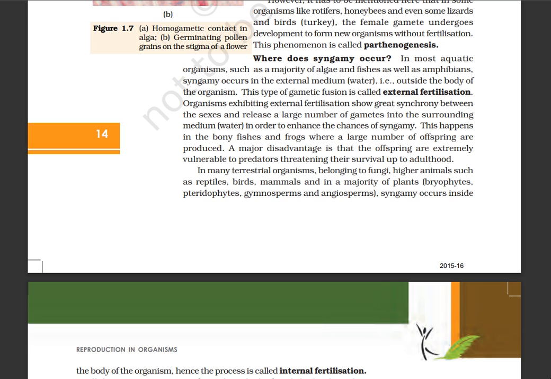Organisms exhibiting external fertilization show great synchrony between the sexes and release a large number of gametes into the surrounding medium, water, in order to enhance the chances of syngamy. This happens in the bony fishes and frogs where a large number of offspring are produced. A major disadvantage is that the offspring are extremely vulnerable to predators threatening their survival up to adulthood.